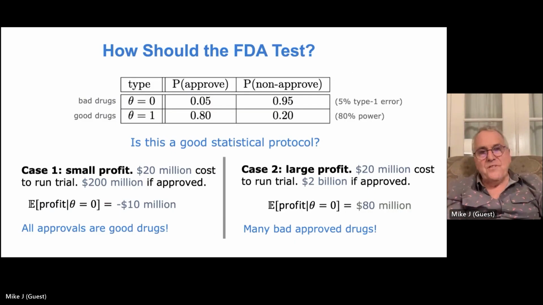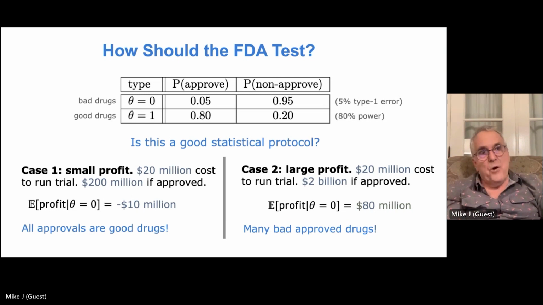All right. And so in particular, if you go back to the statistical protocol here, if you now look at two different cases, one, a small profit. What if it costs $20 million to run the trial? And what if you're approved, you make 200 million? So it's a very niche drug. If you now do a calculation of the expected profit, given that it's actually a bad drug, which no one knows, but you could do the math, it turns out the expected profit is minus 10 million.